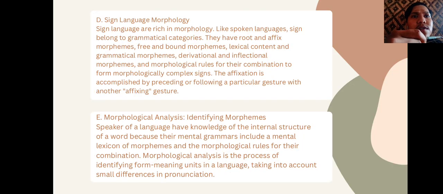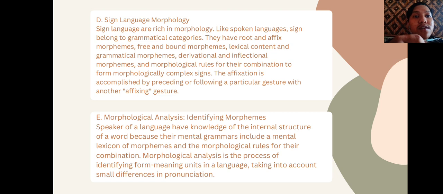The morphology of sign languages. Sign languages are rich in morphology, like spoken languages. Signs belong to grammatical categories. They have roots and affixes, morphemes, free and bound morphemes, lexical and grammatical morphemes, derivational and inflectional morphemes, and morphological rules of word combination to form morphologically complex signs. Affixation is accomplished by preceding or following a particular gesture with another affixing gesture.